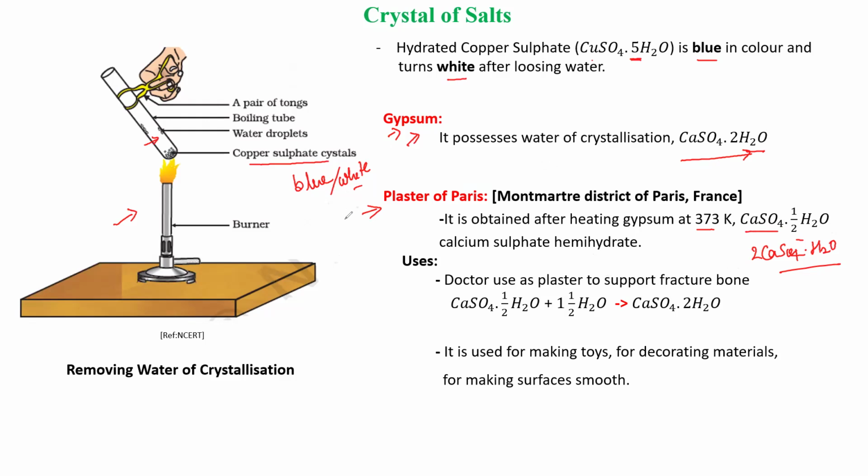So what are the uses? Doctors use it for plastering fractured bones to give support. When it is mixed with water, it turns back into gypsum. This is the formula for the gypsum. It is also used for making toys, decorative materials, as well as making the surface smooth. Here on the left side you are seeing the setup used to remove the water molecules from the crystal.